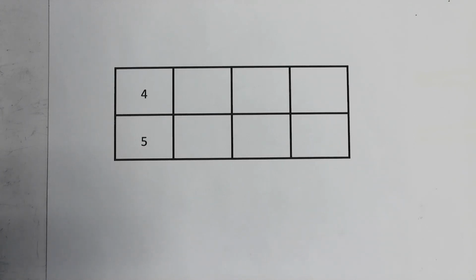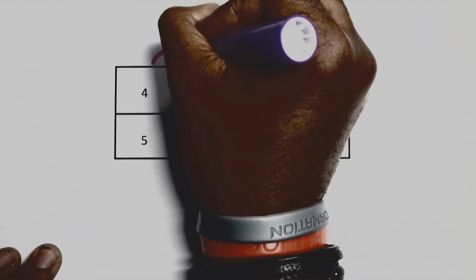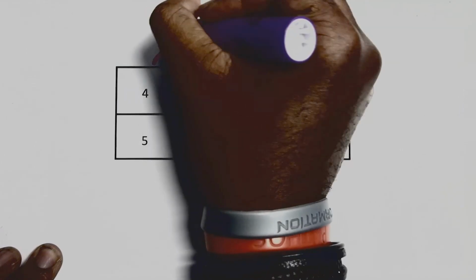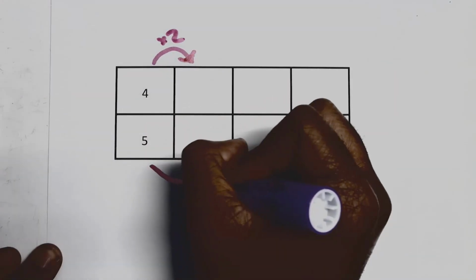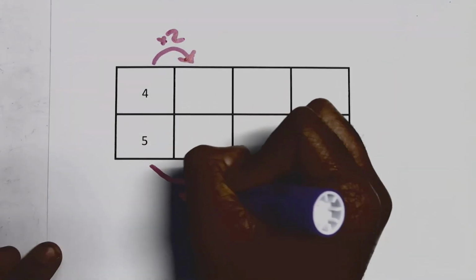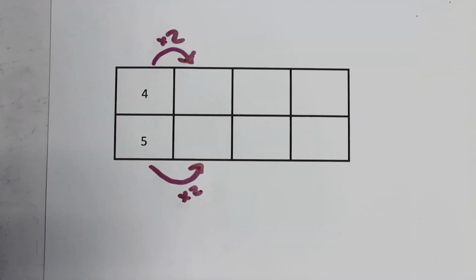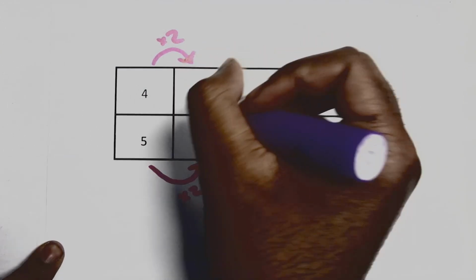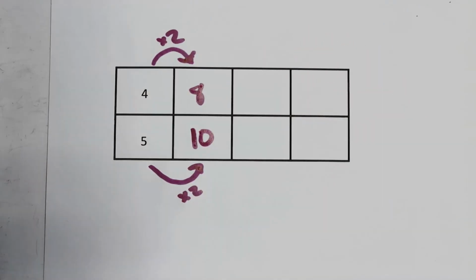So I'm going to multiply times 2, times 2. So what would be our new terms? You're correct. It is 8 and 10. What is another number you would like to multiply by? Okay, we can do 4.